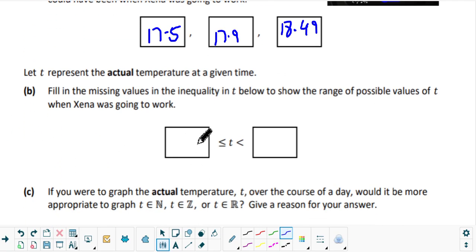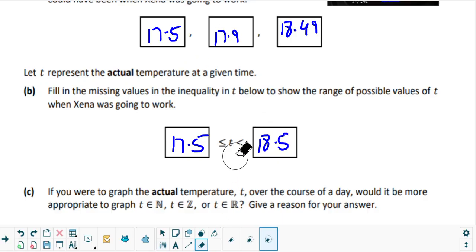Then it goes, well, what range of values are you allowed? Well, we're allowed as low as 17.5, and we're allowed up to 18.5, but not including 18.5. Do you see the lack of line underneath? That means you can't be equal to 18.5. You just have to be slightly underneath it. Is that okay? So that's our 2 answers for that.